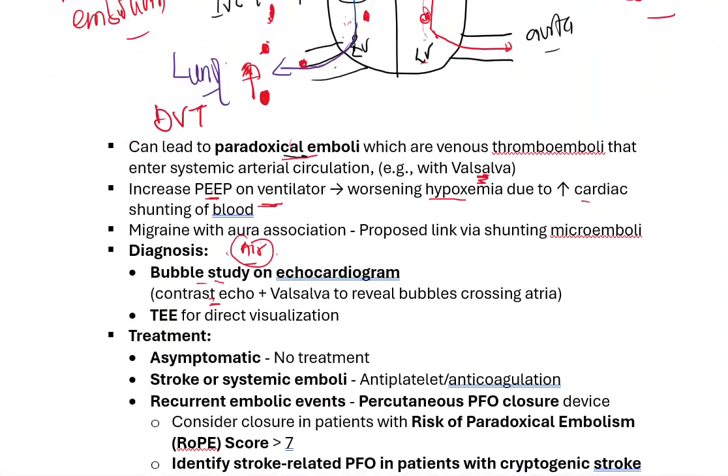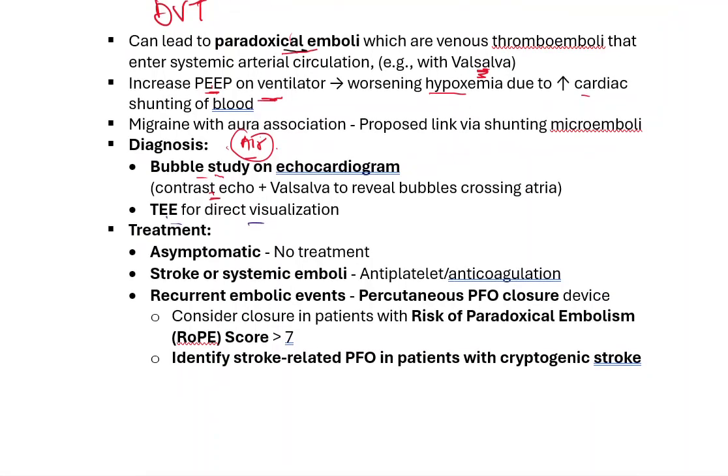The other way is to do a transesophageal echocardiogram, whereby you get direct visualization and you'll be able to see it. So how do we treat this? If the patient is asymptomatic, you can leave them alone, so no treatment. But if they have a history of stroke or systemic embolization, then they might need anticoagulation, like antiplatelet or anticoagulation therapy. And if they're having recurrent emboli, then you might need to close it, with a percutaneous patent foramen ovale closure device.